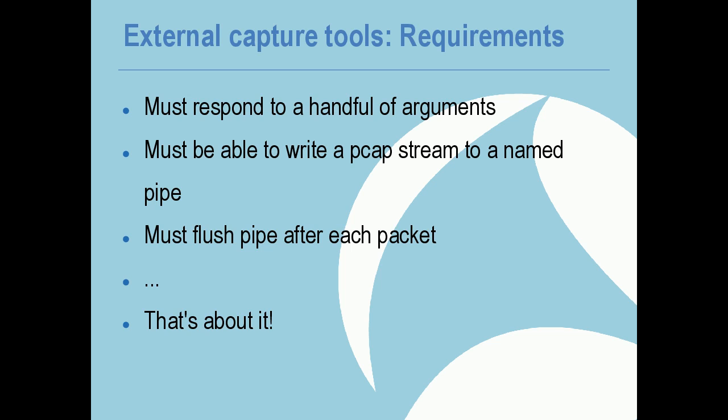The reason we need the flushing after each packet is because if you write a bunch of PCAP data to a named pipe and then don't flush it, then it's in your binary's, or the external binary's, buffers. And when the kernel gets around to it, it'll flush it, and then it'll appear in the named pipe. Then Wireshark will see it. Then it'll do something.